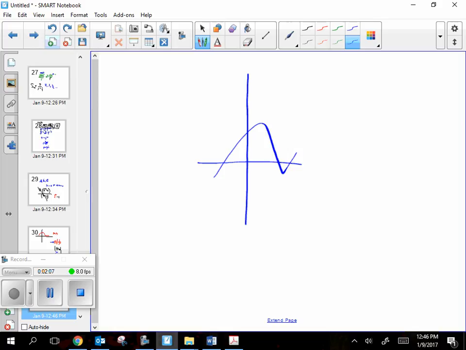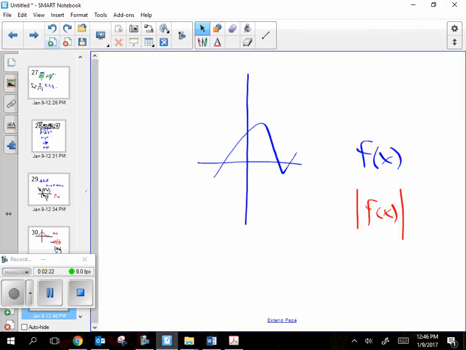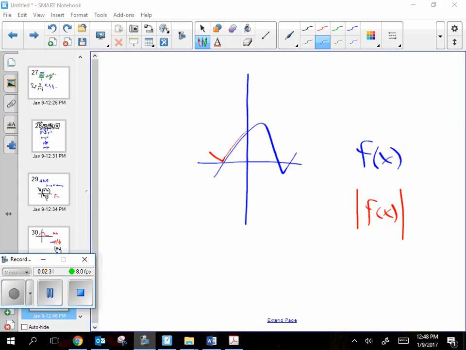I'd like you to tell me, if this is f of x, then what would this be? Pause while you figure that one out. Okay, did you say that wherever it was negative would reflect up and become positive? So that stays the same. This reflects up, and it's like the red one I just drew. Raise your hand if you had that one right. Okay, cool.